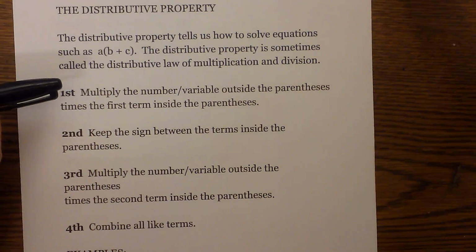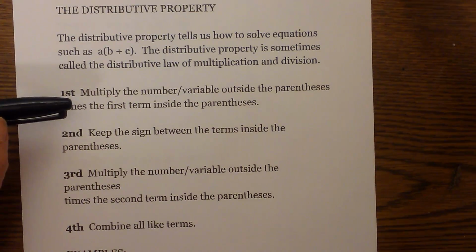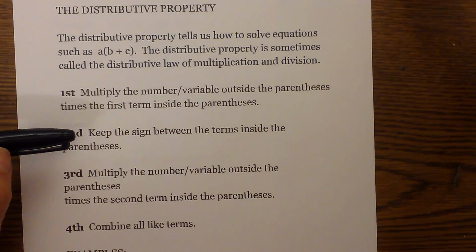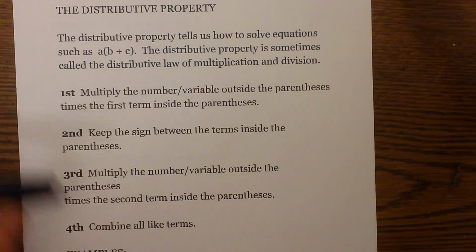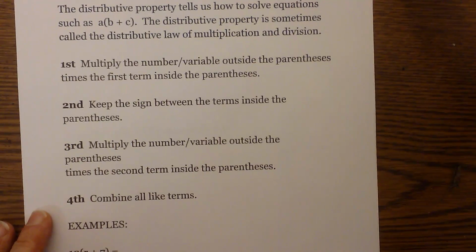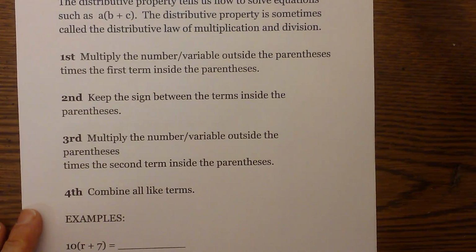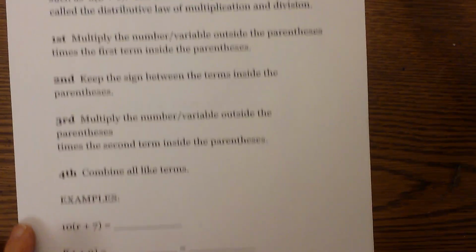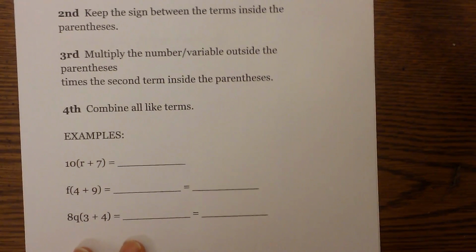First, multiply the number or variable outside the parentheses times the first term inside the parentheses. Keep the sign the same, then multiply the number or variable outside the parentheses times the second term inside the parentheses, and then combine all your like terms. So let's look at a couple examples, okay?